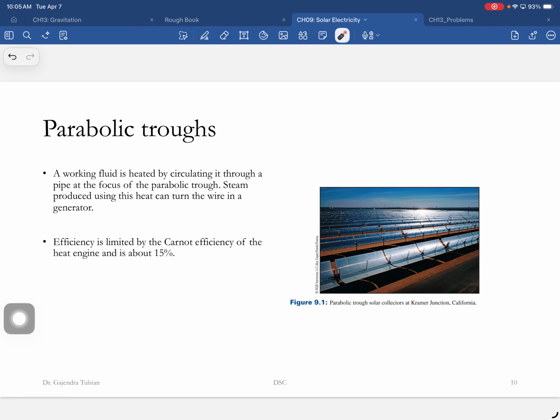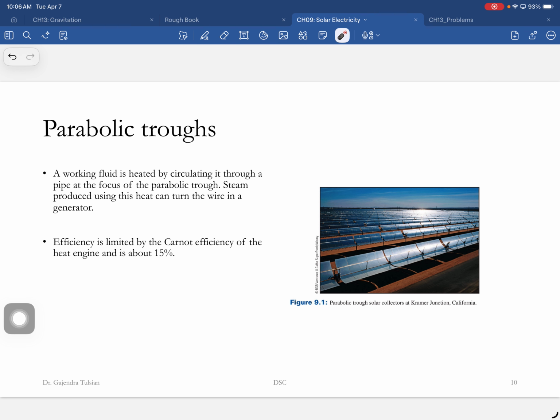What is the efficiency of a coal power plant? About 35%. Nuclear is 35% and so on. So this efficiency is low because the fluid is not being heated to a high enough temperature. Okay, so this is what is called a Stirling engine. Again, the heat collected heats a plate here, which drives the engine, which turns a wire in the generator.